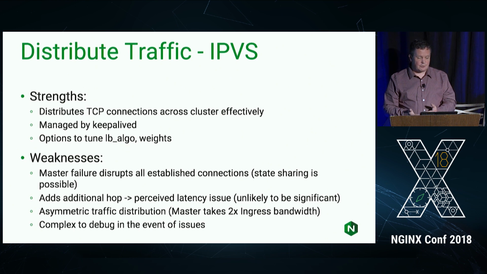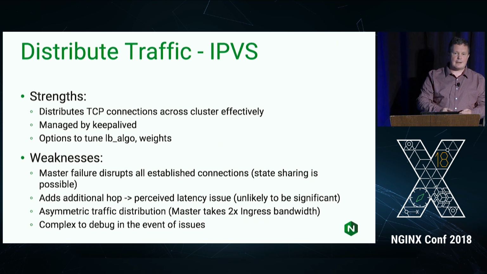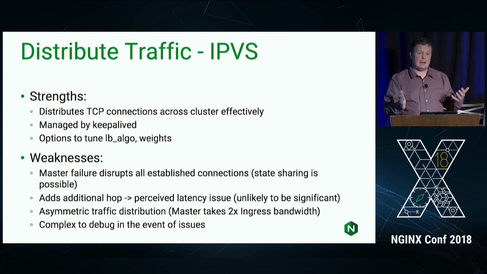Also, it has a degree of asymmetric traffic distribution in the sense that the ingress traffic is routed entirely to a single machine, the master, which then forwards that traffic back across the cluster. So that master typically has to handle twice the ingress bandwidth. That may be an issue for certain workloads. It may be absolutely fine for lighter workloads.